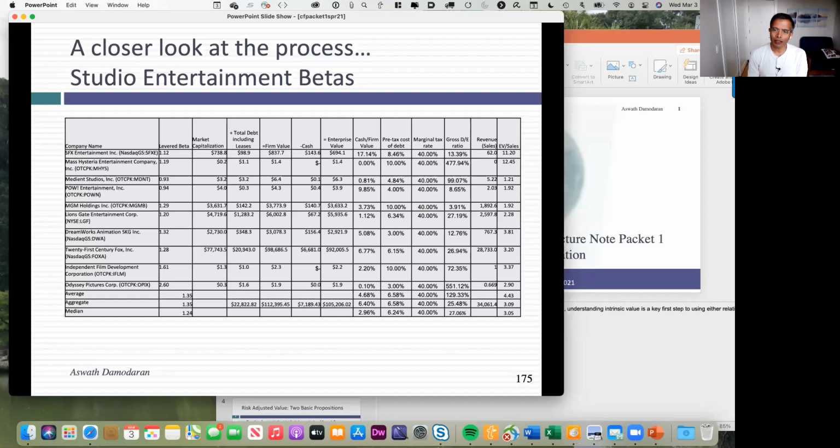I said, this looks good. Let me work with the average. Then I tried the average debt to equity ratio. The average debt to equity ratio I got was 129.33%. And I said, that can't be right. Movie companies don't borrow that much money. Why am I getting such a high debt ratio?